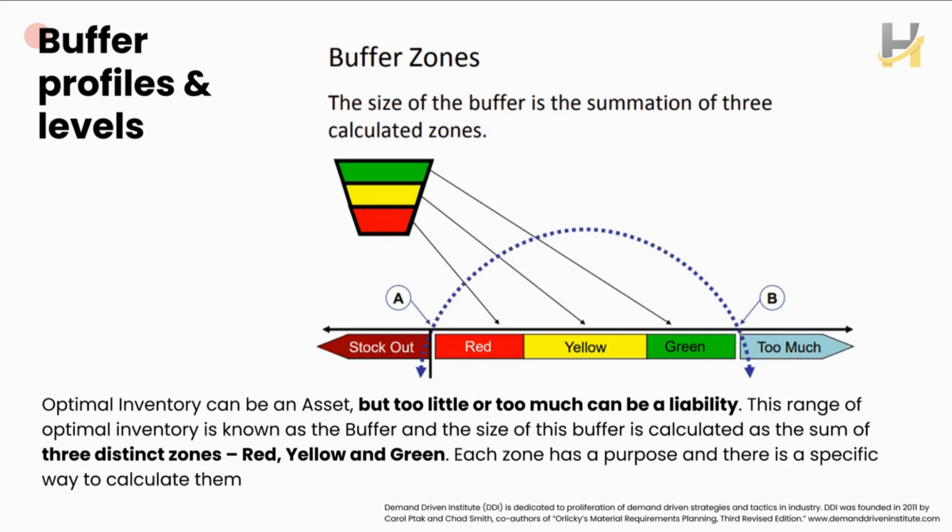So the whole point of buffer profiles and buffer levels in DDMRP is similar to that of a Kanban, where it gives visual signals to the planners: when I'm in the green zone, I'm okay. When I'm in the yellow zone, I know that it might shift into the red zone. And if I'm in the red zone, that's on top of my work in the morning.